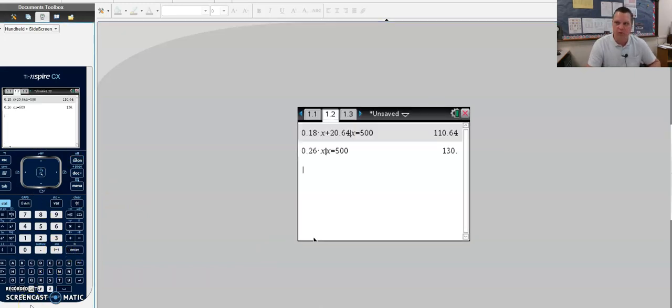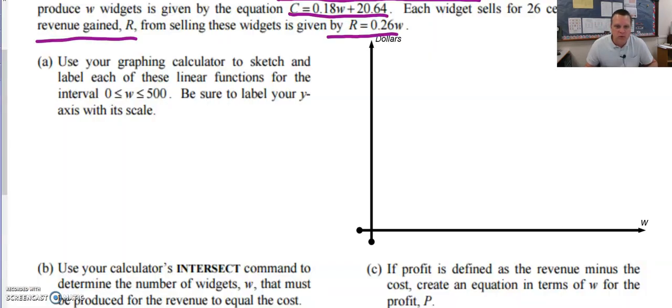So I took the liberty of putting in the two equations, the 0.18x plus 20.64, such that x equals 500, because we are going from 0 to 500. And I also did the 0.26x where x equals 500 and saw that I have 130. So what you have is the starting point and ending point. So when we're going from 0 to 500, you can put a couple more points in, but as long as you have the beginning and ending point and they are correct, then you have no worries when you graph it. So we go back here, and the first one, the top one here, the 0.18W plus 20.64.